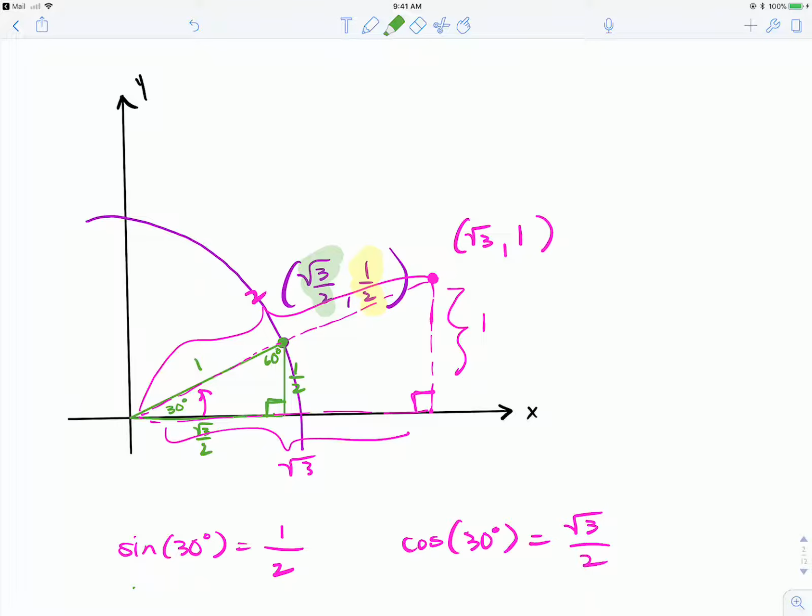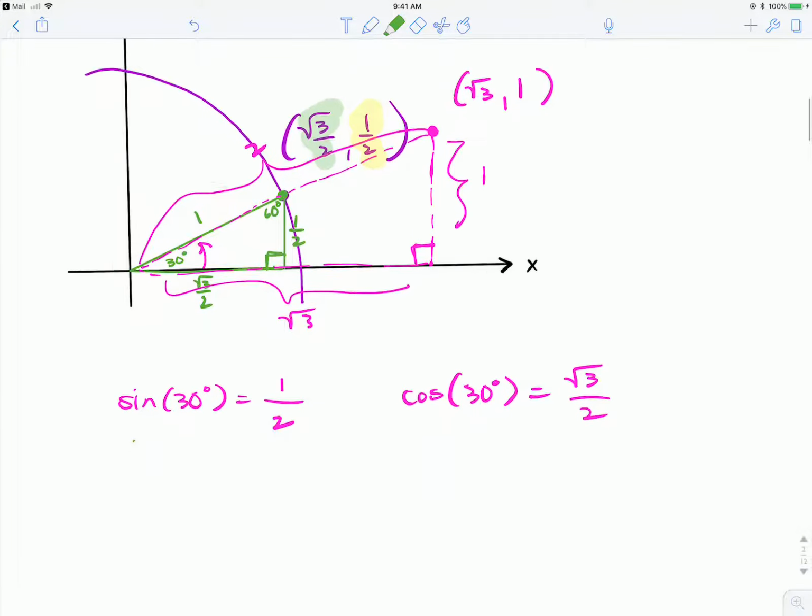So you guys, for any point in the xy plane, if we know x, y, and r, the distance of that point to the origin, we can determine different values for different trig functions, right? Trig functions evaluated at different angles. We don't even necessarily need to know what an angle theta is.